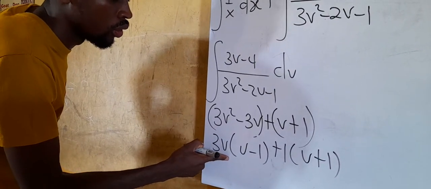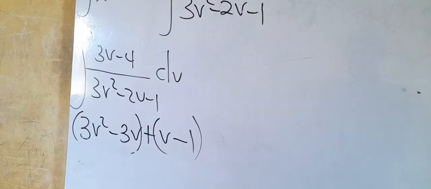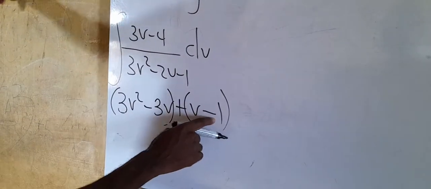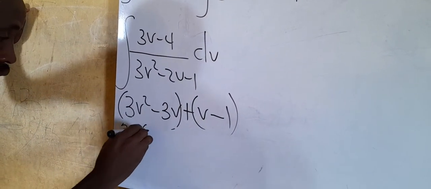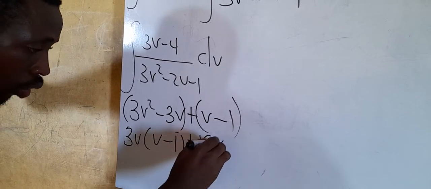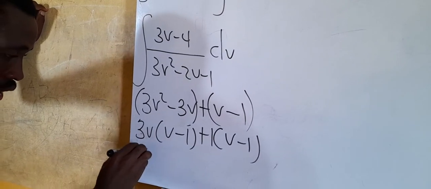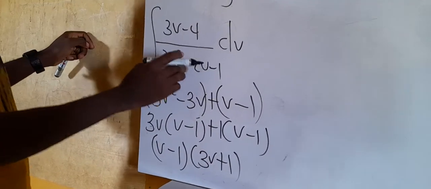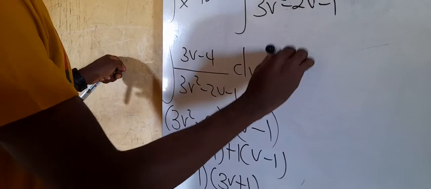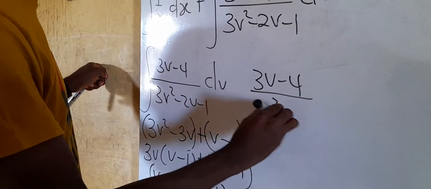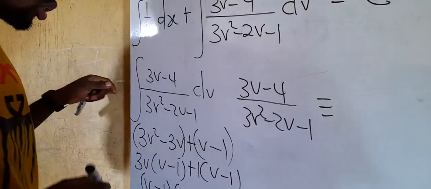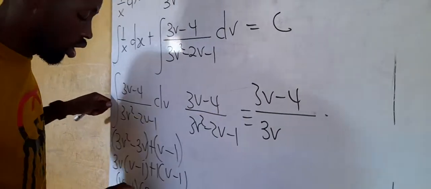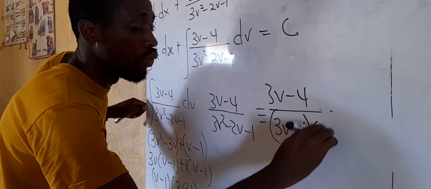If 3v comes out, this place was negative 1, it wasn't 1, so let's take care of that. Now what is common? 3v is common, v minus 1 is common. So v minus 1 out, then we have 3v plus 1. So we can say that this function, (3v minus 4) over (3v squared minus 2v minus 1), will be equivalent to (3v minus 4) over (3v plus 1)(v minus 1).